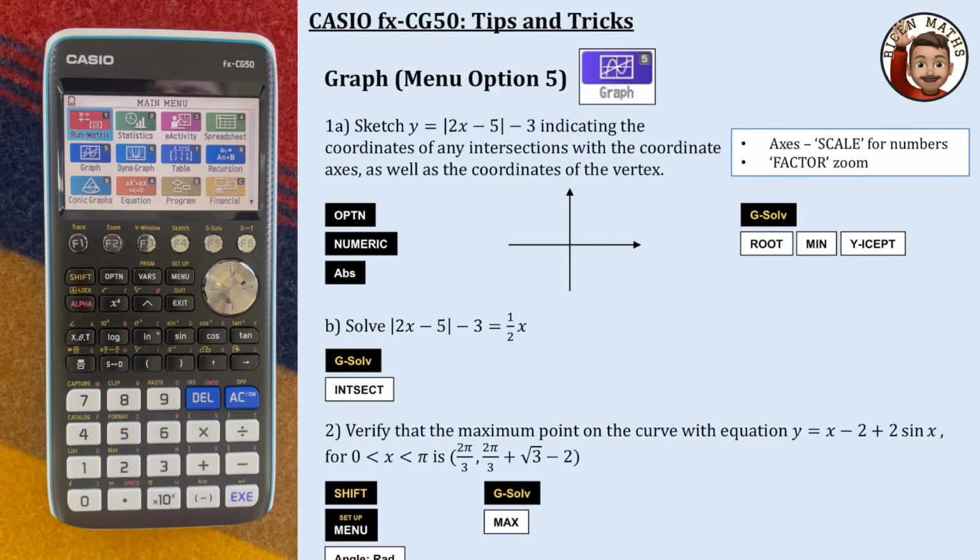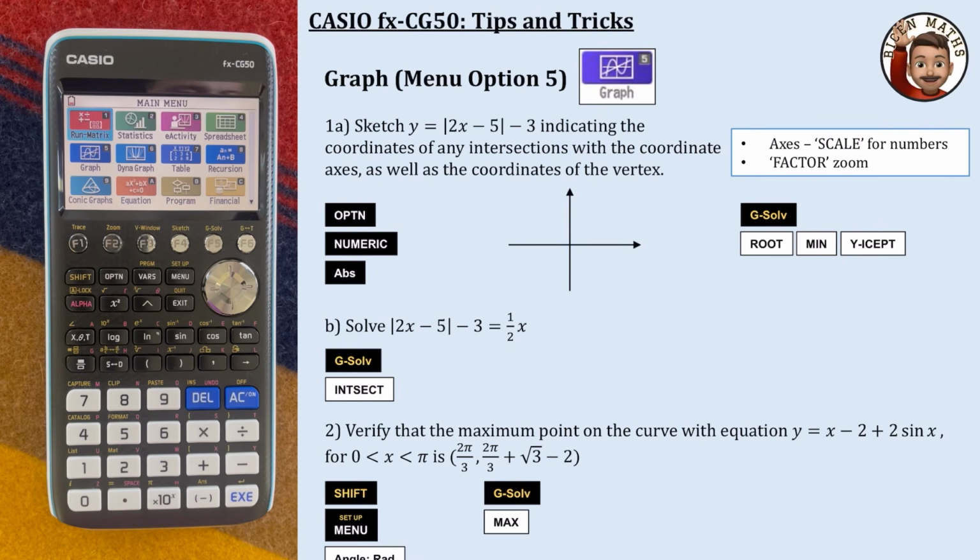So I'm going to kick off with the fx-CG50, the graphics, and then we're going to do some of the features from this one. Now this one's a lot cheaper, but it doesn't do as many things. So hopefully this video will help you decide which one you need. Okay, let's get started.